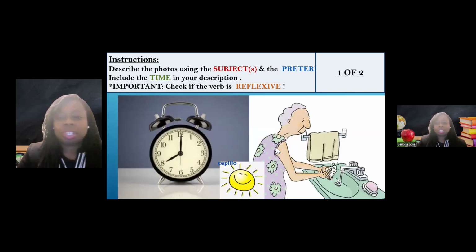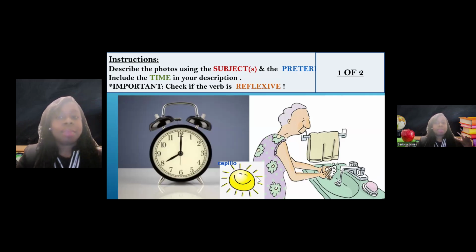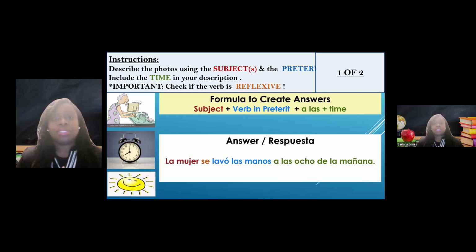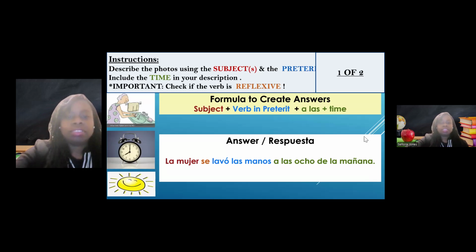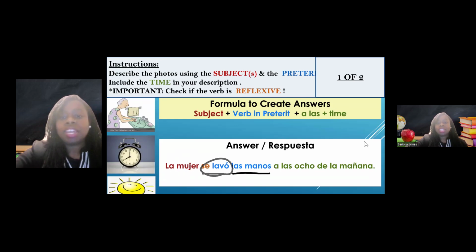We have two short activities that you can do at home. Would you please describe this photo that you see? Take a moment if you need more time. I'm going to get ready to show the answer. And the answer would be, la mujer se lavó las manos a las 8 de la mañana. Subject, reflexive in front of the conjugated verb. The rest of what we need to include with that verb to make it make sense. So the woman, she washes her hands at 8 in the morning. La mujer se lavó las manos a las 8 de la mañana.